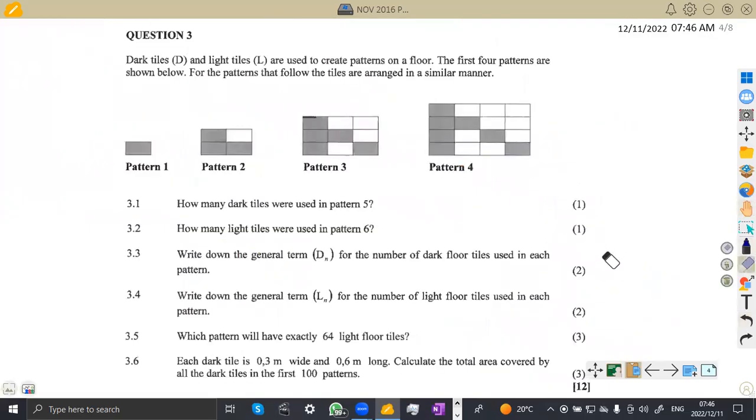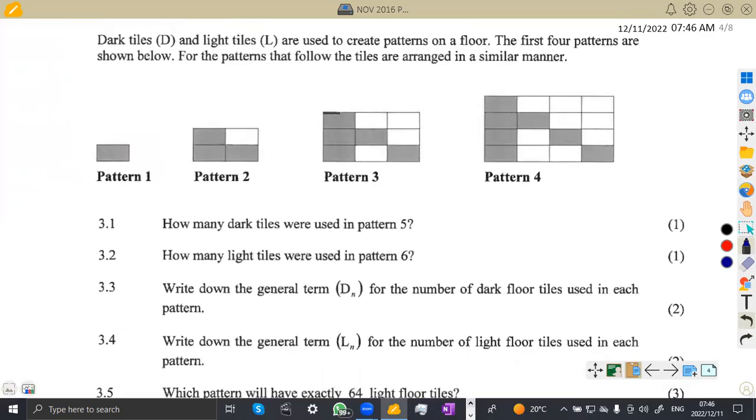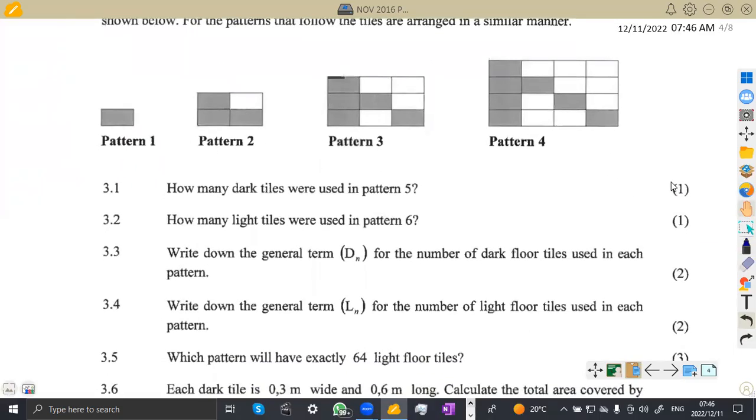So we are going to move on to question number 3 so that we can see what we're given. On question 3, we are given dark tiles D and light tiles L used to create patterns on a floor. All right. The first 4 patterns are shown below. For the patterns that follow, the tiles are arranged in a similar manner. So they are going to be arranged in this manner and so on and so on. We've got the first pattern with the dark tile only. The second one, 3 of them, then 1 which is light, then the 4th one like that, and so on and so on, as you can see.